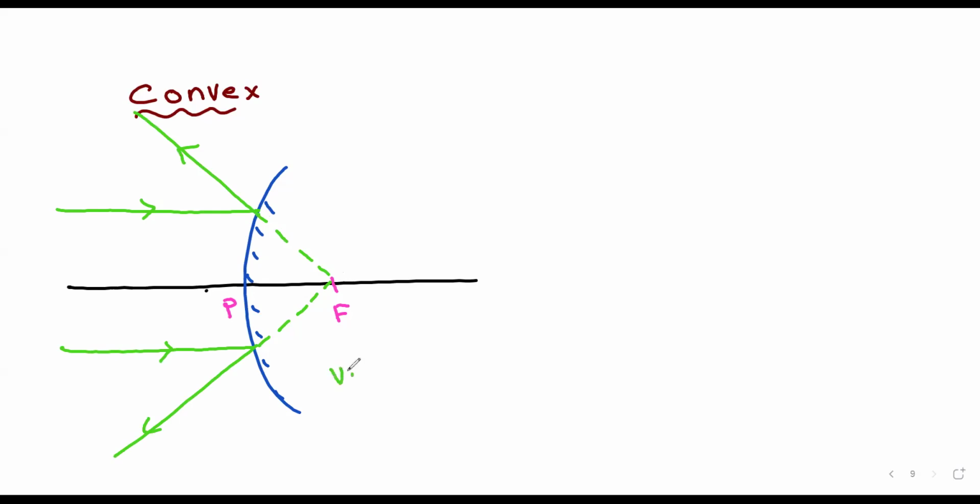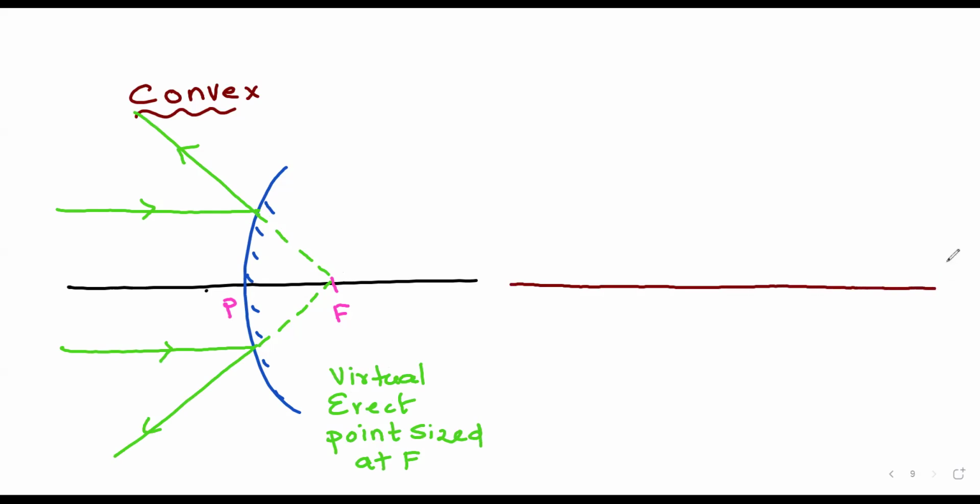Okay. So you get a virtual image. Virtual images are erect, point sized, at F. This is the first image formation in convex mirror. Moving to the second image formation, this is most asked by the CBSE. This is pole, this is the focus, and this is your C.